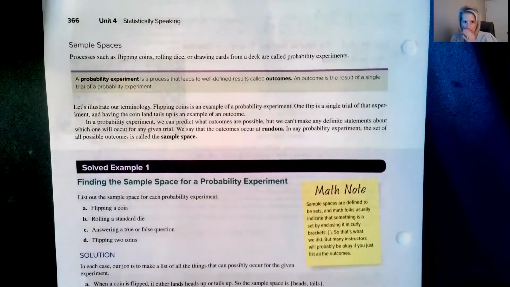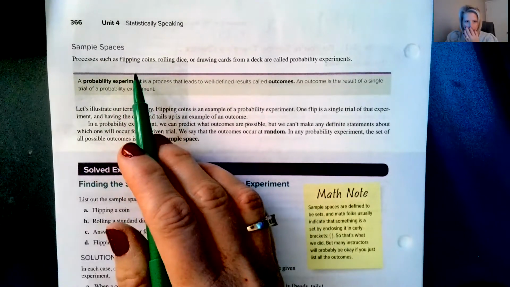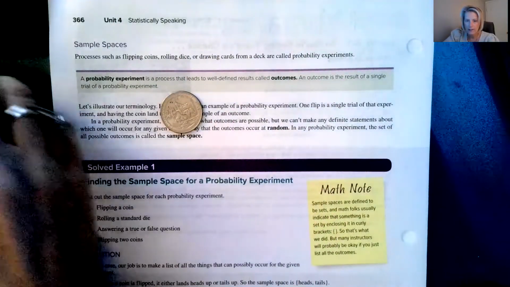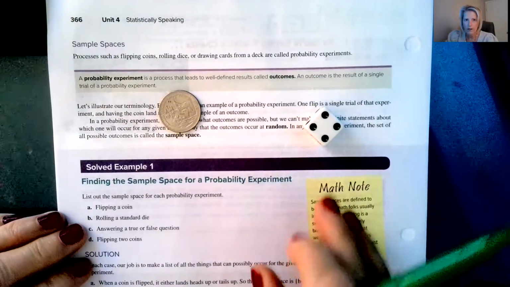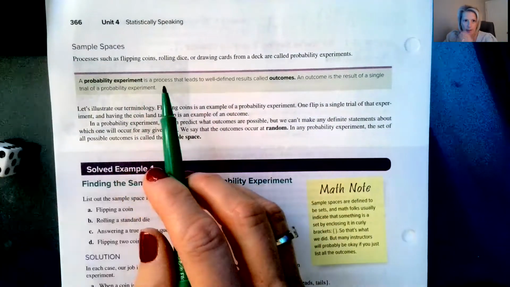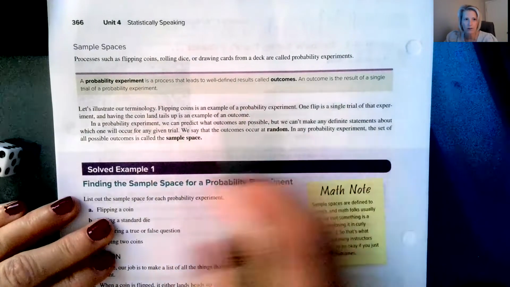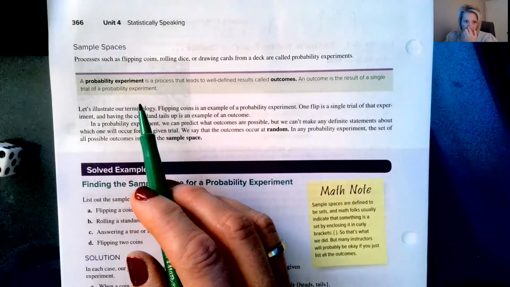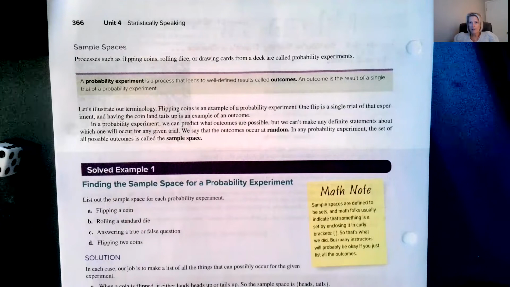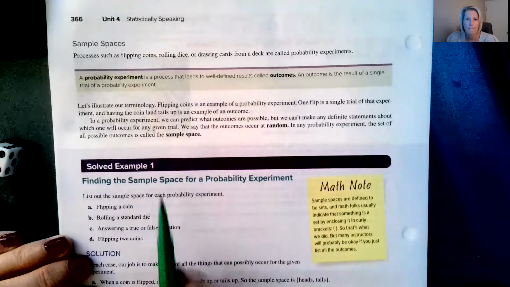So when we talk about probability, processes such as flipping a coin, I have a quarter here, rolling the dice, or drawing cards from a deck are called probability experiments. A probability experiment is a process that leads to well-defined results called outcomes. An outcome is the result of a single trial of a probability experiment. But probability, you can think of getting in a car accident as a probability too. It's the likelihood of that outcome happening.